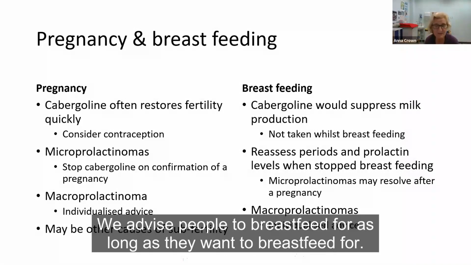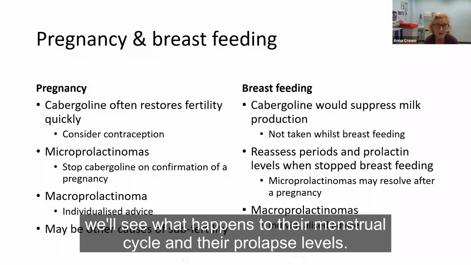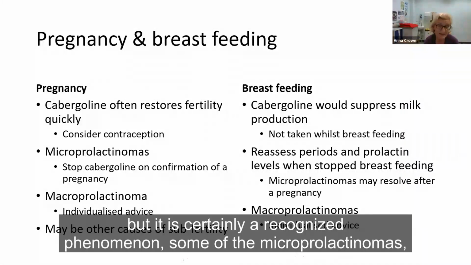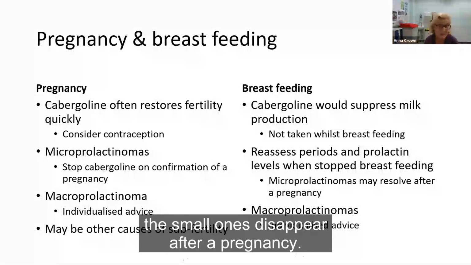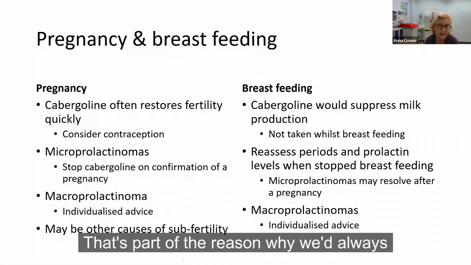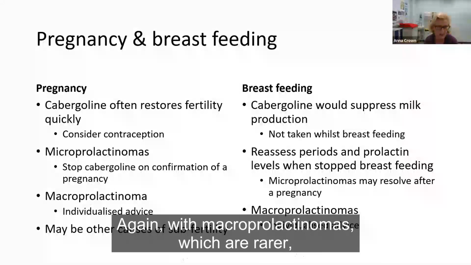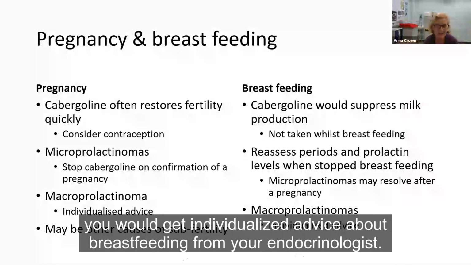We advise people to breastfeed for as long as they want to. And then after they've stopped breastfeeding, we'll see what happens to their menstrual cycle and their prolactin levels. Curiously, but it is certainly a recognized phenomenon, some of the microprolactinomas, the small ones, disappear after a pregnancy. They just disappear and they never come back again. So that's part of the reason why we'd always reassess at that point before planning the next phase of treatment. And again, with macroprolactinomas, which are rarer, you would get individualized advice about breastfeeding from your endocrinologist.